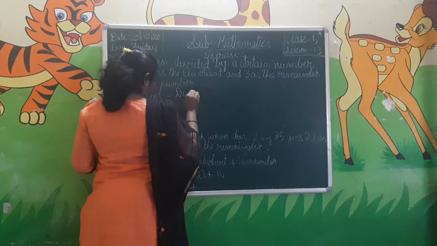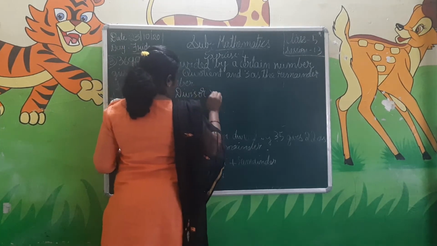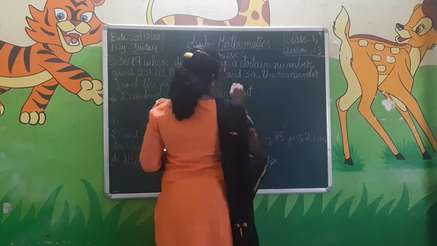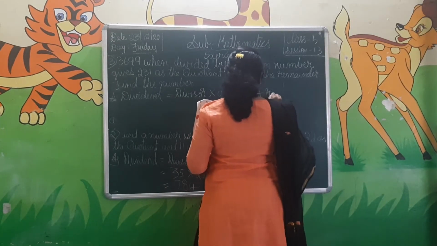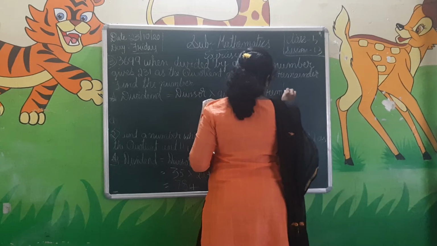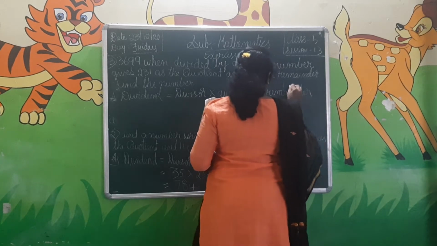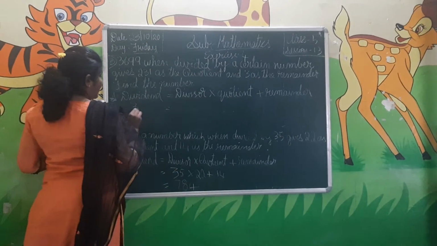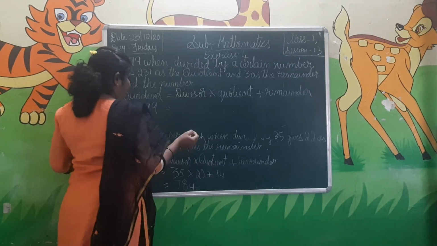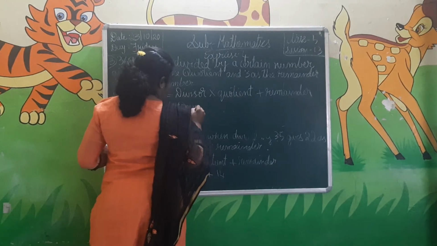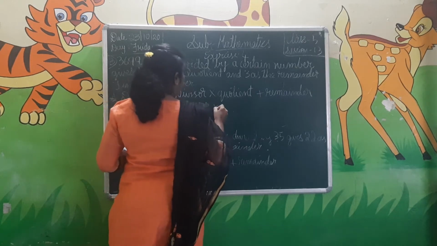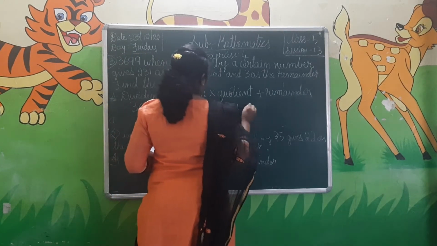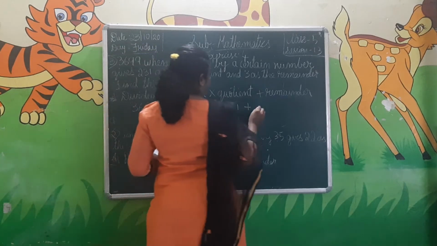Dividend is equal to divisor into quotient plus remainder. What is the dividend? 3699. They have given the dividend, but they didn't give the divisor. Divisor into quotient. What is the quotient? 231 is the quotient, plus the remainder left, which is 3.